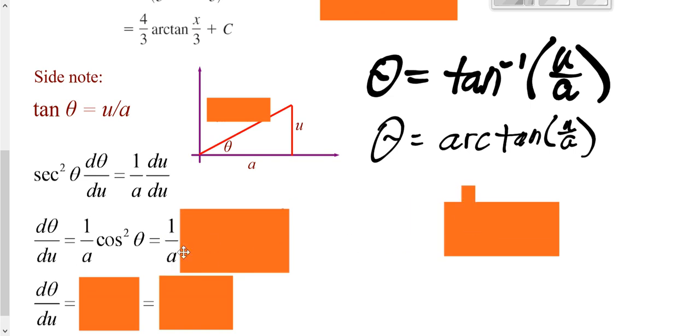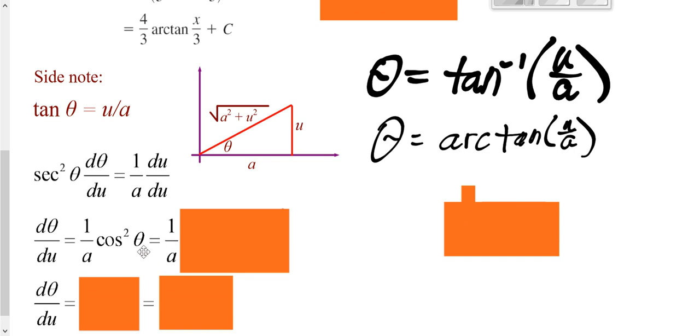So we have our 1 over a in front. But now we're going to go ahead and draw a triangle related to this. Remember from SOHCAHTOA that tangent is opposite over adjacent, so that's why we have these two. And now you can use your Pythagorean theorem to get your hypotenuse.